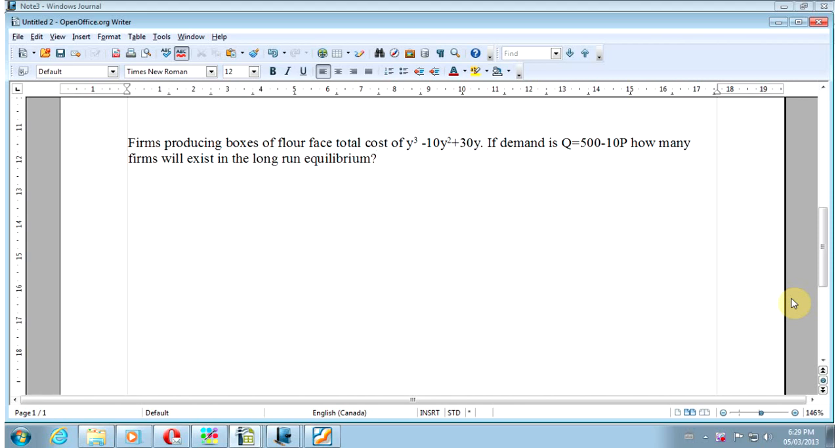Okay, so this is a tutorial on number of firms in a long-run equilibrium in perfect competition. The question is really short and sweet. Firms producing boxes of flour face total cost of y cubed minus 10y squared plus 30y. If demand is Q equals 500 minus 10p, how many firms will exist in the long-run equilibrium? Go ahead and pause and find your answer, and I will show you how to do it.